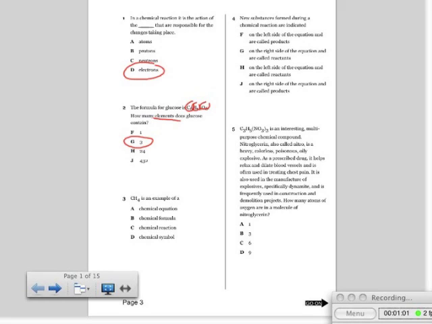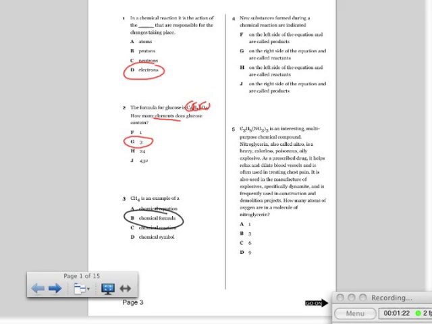Okay, number 3 says CH4 is an example of what? Well, we notice that there's more than one atom attached to each other, and it's not going through any kind of reaction, so what would the right answer be? Chemical formula. Just like H2O tells me what makes up a molecule of water.